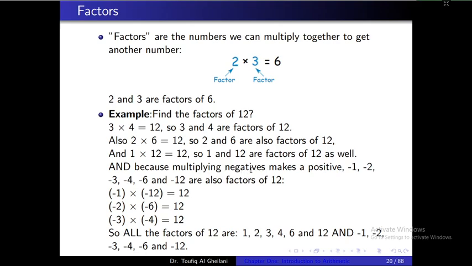And because multiplying negatives makes a positive, for example, minus 1 times minus 12 will get 12. Minus 2 times minus 6 will get 12. Minus 3 times minus 4 will also get 12. So all the factors of 12 are 1, 2, 3, 4, 6, and 12, and also minus 1, minus 2, minus 3, minus 4, minus 6, and minus 12. But in this course, we only ask you for the positive factors.